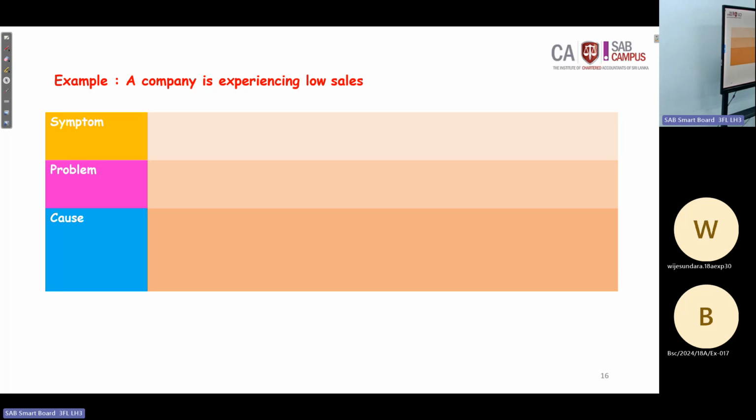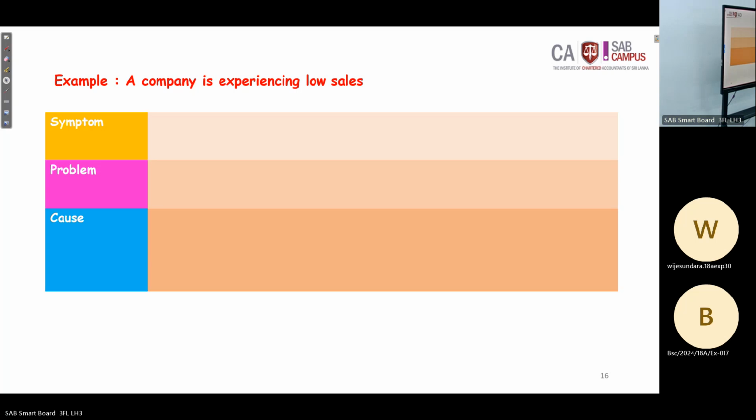Any other ideas regarding the same scenario? What may be the causes? What may be the symptoms? Changes in consumer preferences may be a cause. Root cause. Very good. What else? Customer needs not being met. Okay. What else? Any other causes? Very good. A new competitor entered the market and then they acquired our market position.